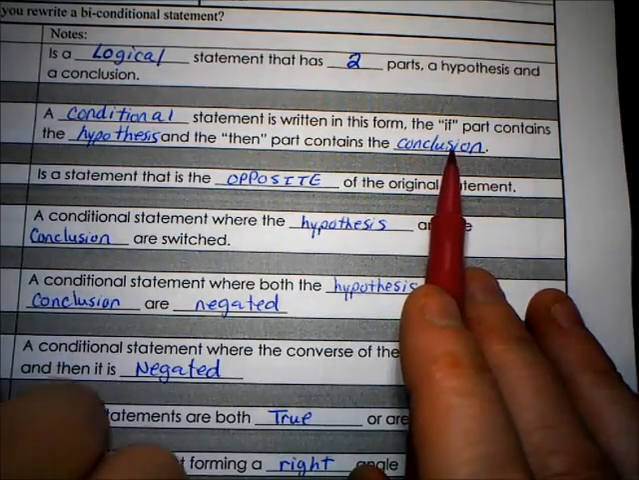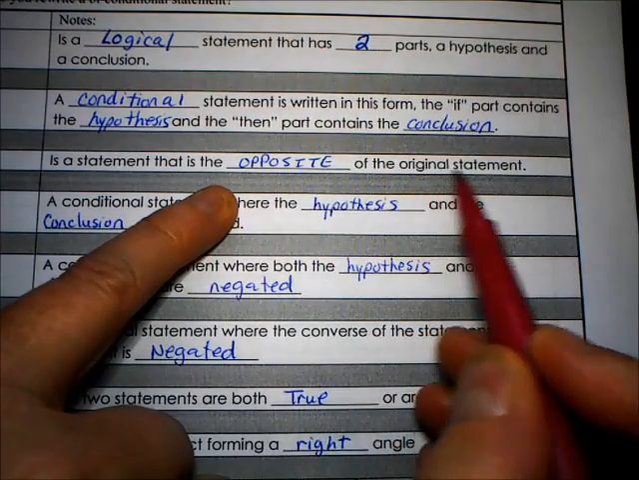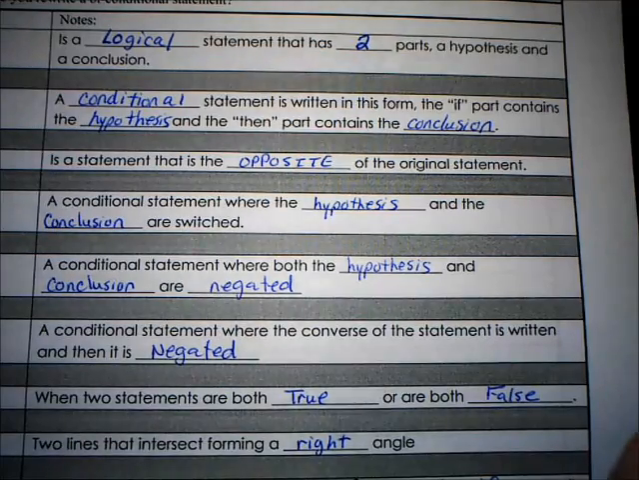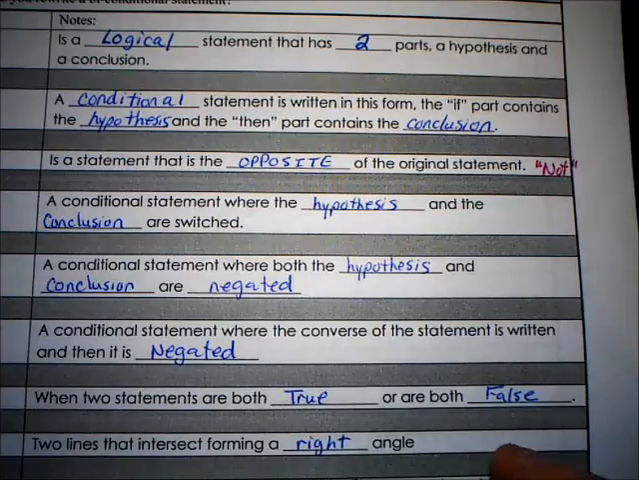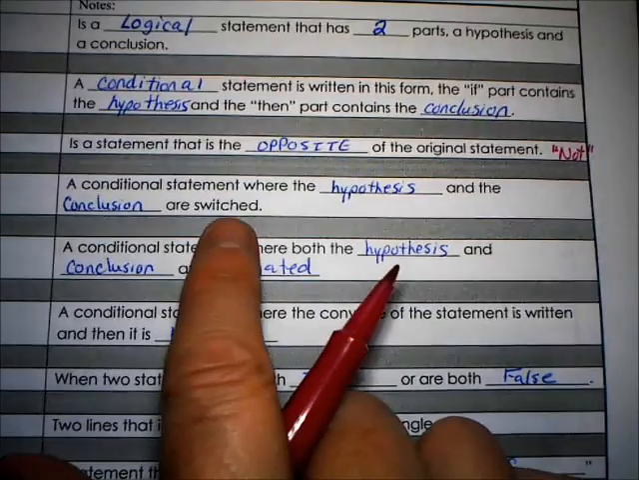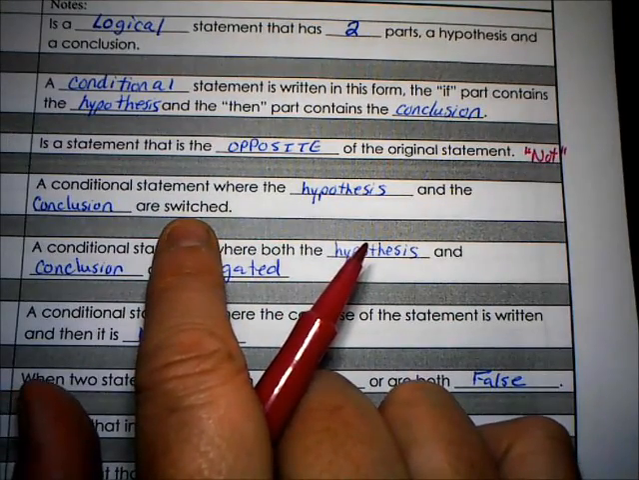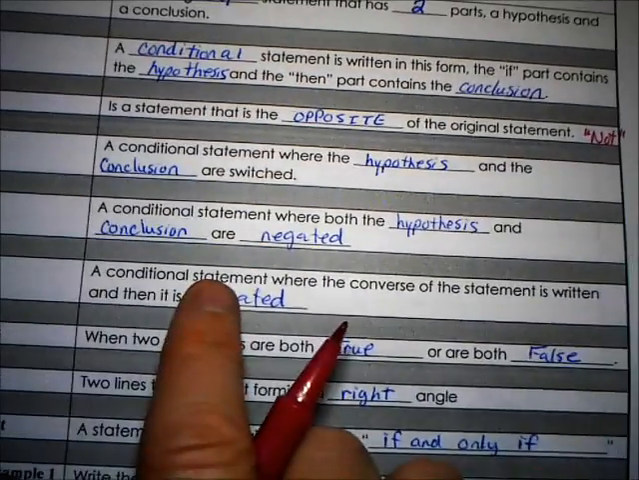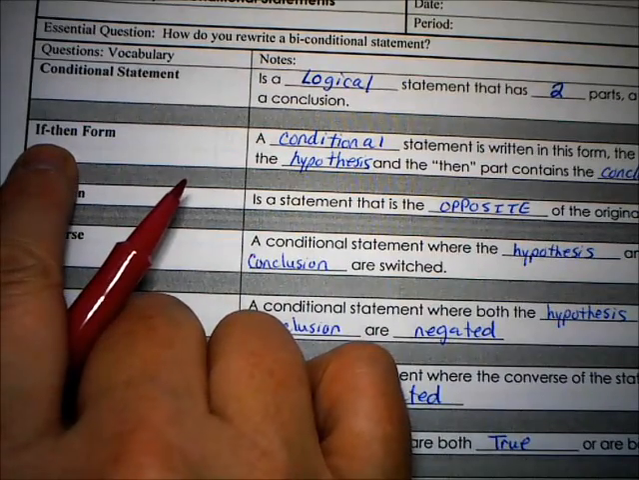Then we have a negation that may take place, and a negation is when you say the opposite of the original statement. So usually it contains a not in your statement. You have the converse, which is the conditional statement where the hypothesis and conclusions are switched in their order. You flip it. The inverse statement is when the hypothesis and conclusion are actually negated. So basically you take the if-then and you negate it.